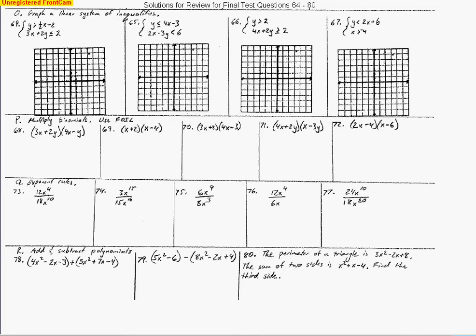These are the solutions for the review for the final test, questions 64 through 80. So let's take a look at number 64 here, graphing linear systems of inequalities.